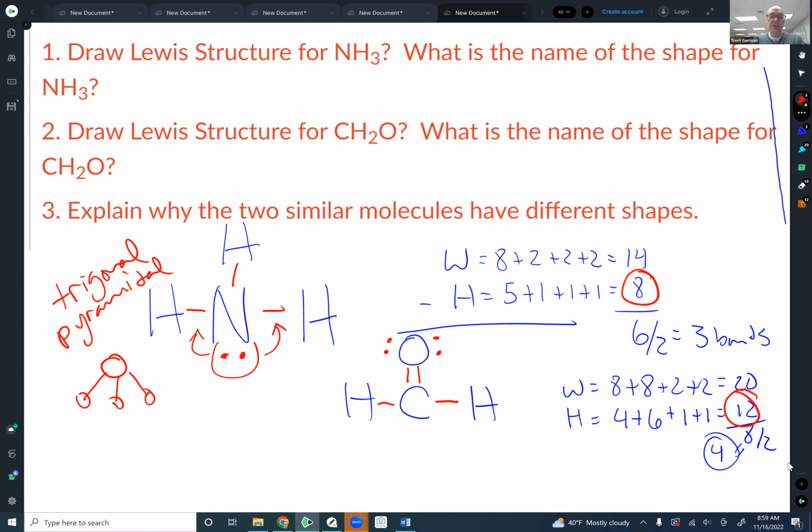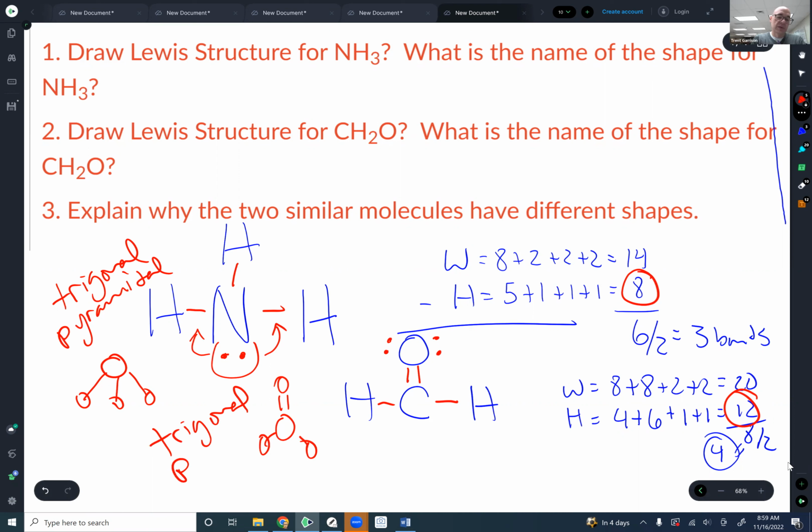Now, what I notice is there are no extra electrons causing repulsion. This molecule will lay flat as a triangle. So this one is called a trigonal planar. Trigonal planar.